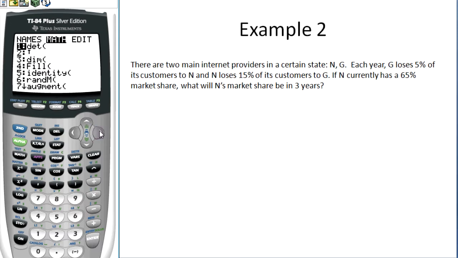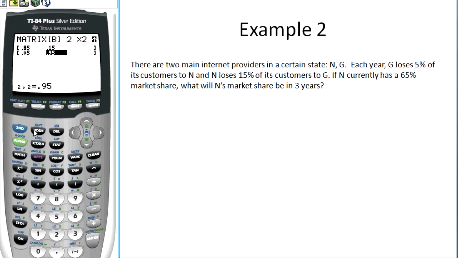Go over to edit. I'm going to edit matrix B right here, so I'm going to press 2 to edit matrix B. And I'm going to put in my transition matrix, so it's a 2 by 2 matrix. And so I'm going to say, okay, this is 0.85, 0.15, 0.05, and 0.95.